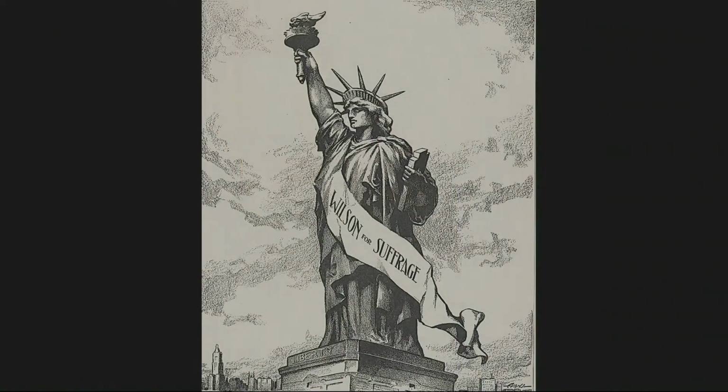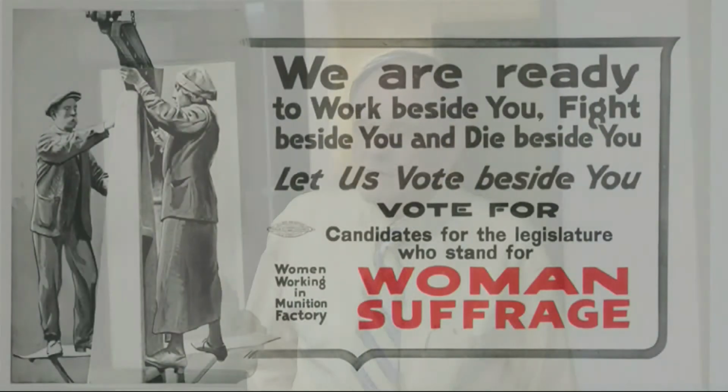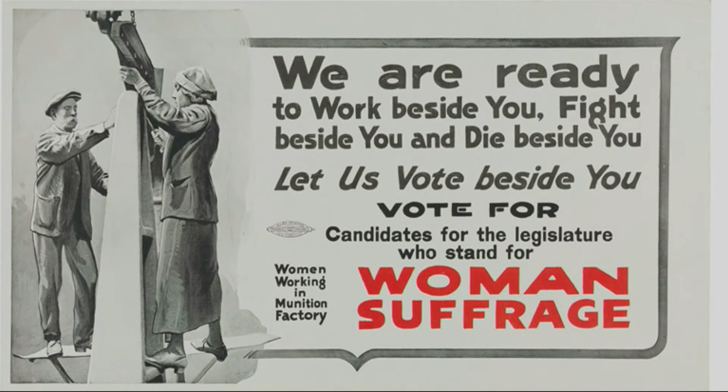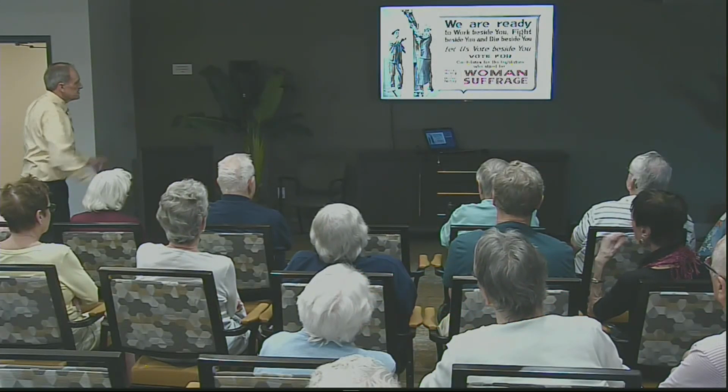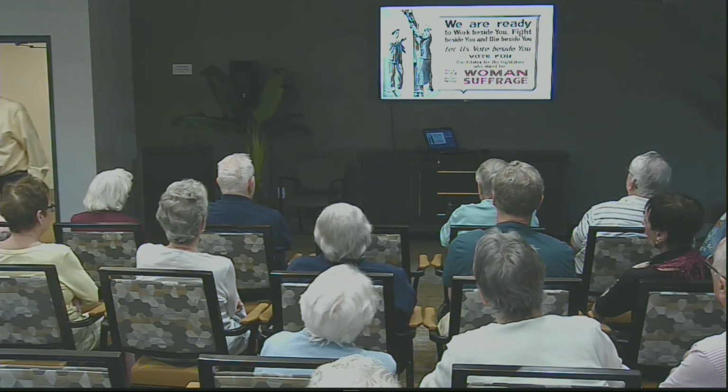And so there was lots of effort going on in the 19-teens to try and get women the right to vote. And Wilson is trying to say, I am still for women's rights and women's suffrage. And that's what this political cartoon is about. This was one of the political cartoons during World War I. And it says, meaning women, to work beside you, fight beside you, and die beside you, let us vote beside you. Vote for the candidates for the legislature who stand for women's suffrage. And then the picture is showing a woman working in a munitions factory. We're trying to show, look, we're doing everything we're supposed to do. We need to have the right to vote. That is only fair. That is only right.